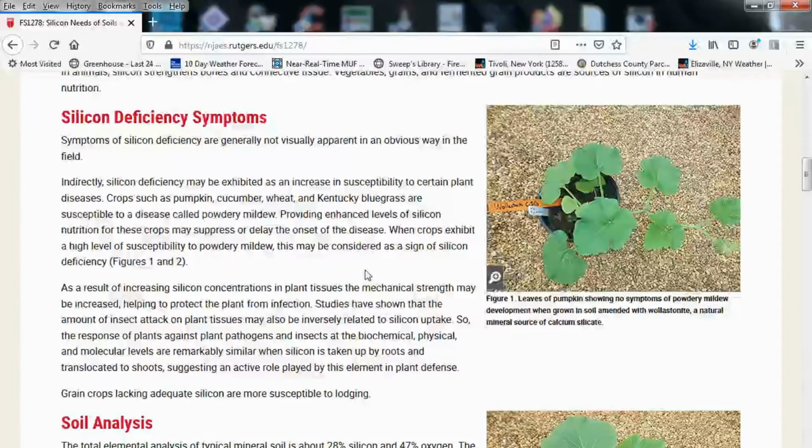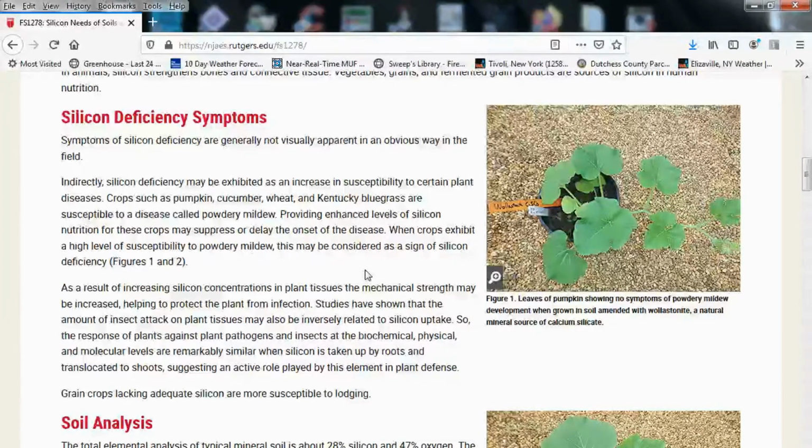Silicon deficiency symptoms. Symptoms of silicon deficiency are generally not visually apparent in any obvious way in the field. Indirectly, silicon deficiency may be exhibited as an increase in susceptibility to certain plant diseases. Crops such as pumpkin, cucumber, wheat, and Kentucky bluegrass are susceptible to a disease called powdery mildew. Providing enhanced levels of silicon nutrition for these crops may suppress or delay the onset of the disease.